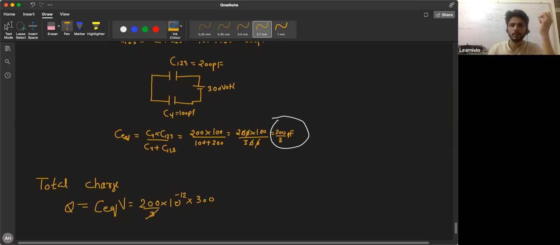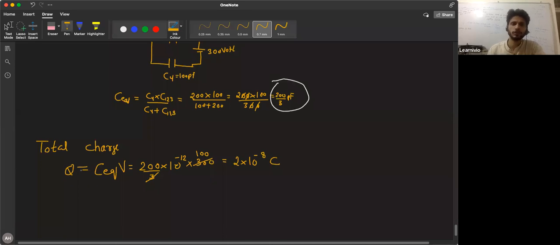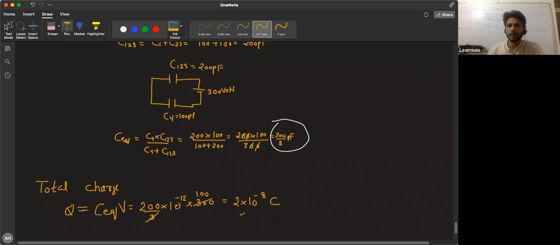So if I cancel it out, it's 100. Then the total will be 2 into 10 raised to the power minus 12 plus 4. So minus 12 plus 4 is minus 8 coulomb. That is the total charge stored in the circuit. If I have the total charge, then how to calculate the voltage across each capacitor? This is a series combination of two capacitors. Total charge in the circuit is 2 into 10 raised to the power minus 8.